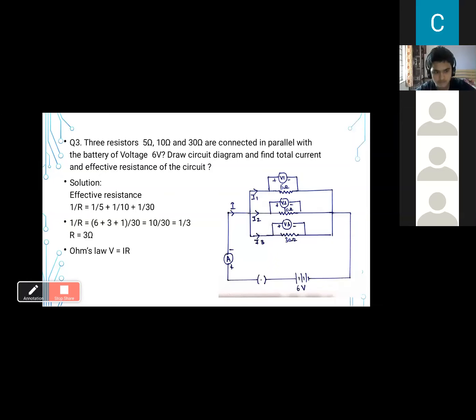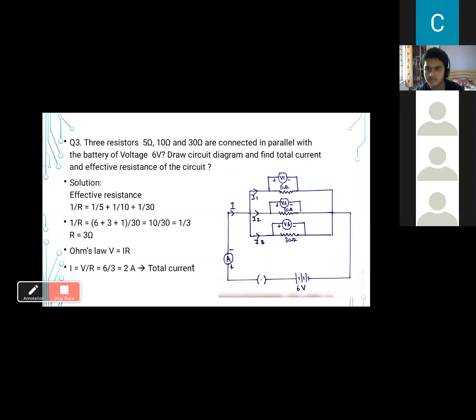Then we apply Ohm's law here. V equals IR, so I equals V by R. That is 6 by 3 equals 2 amperes. That is, the total current will be 2 amperes and the effective resistance is 3 ohms. Is it clear, everyone?